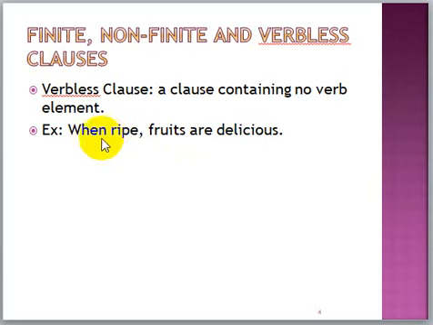So here we can say a verbless clause, although it is in fact a verb clause. Why? Because it has an implicit verb, which is are, and an implicit subject, which is fruits. However, it is written like this and we have to accept it as native speakers use it.